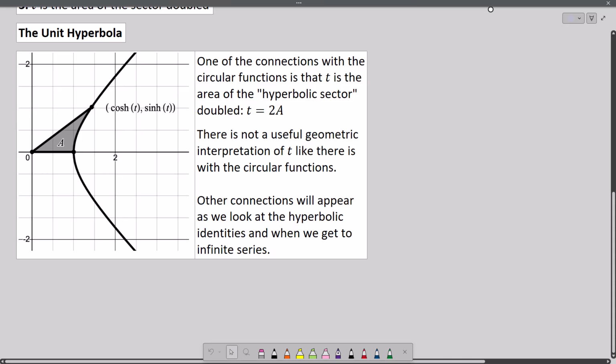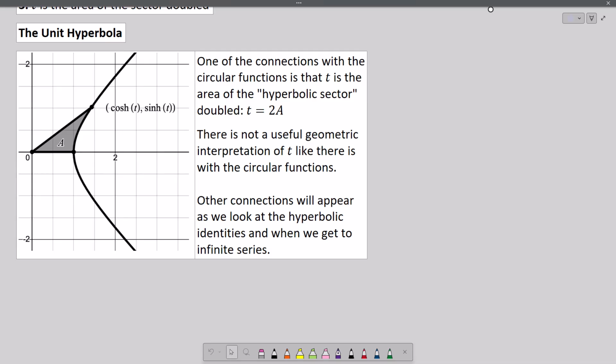Often that is referred to as a hyperbolic angle, even though it's not really an angle. So it will be equal to 2a, just like in the circular function. So that is the connection. Other than that, we don't use that connection a lot. That's just a justification for why we call these what we call them, because they have this connection.